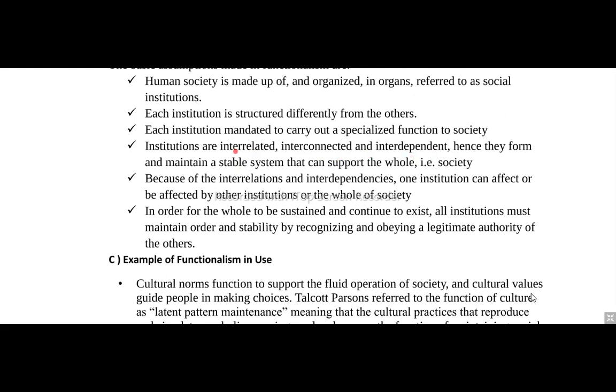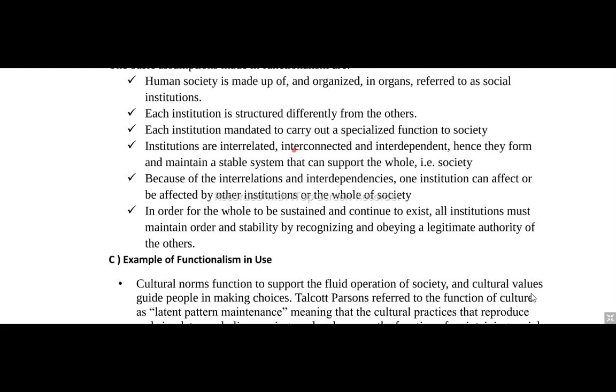Interrelated means that they relate to each other. For example, the heart pumps the blood that has been oxygenated by the lungs to the whole body. What do the lungs do? The lungs oxygenate the blood. And what does the liver do? The liver removes the toxins and helps in the digestion of some of the food that is eaten. So each and every part of the body, the organs of the body, have interrelation.